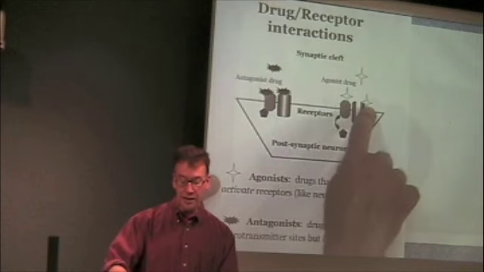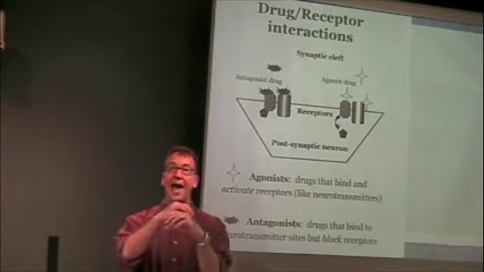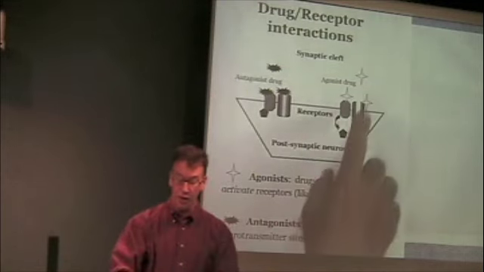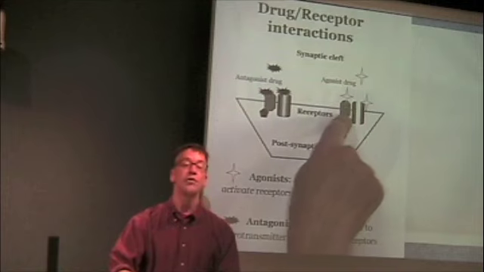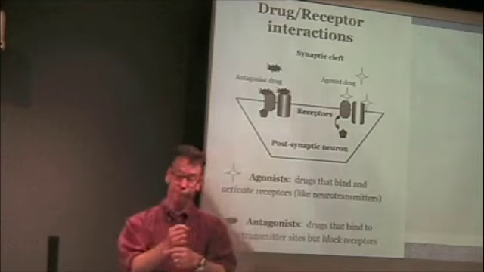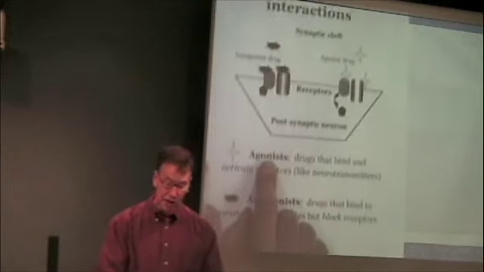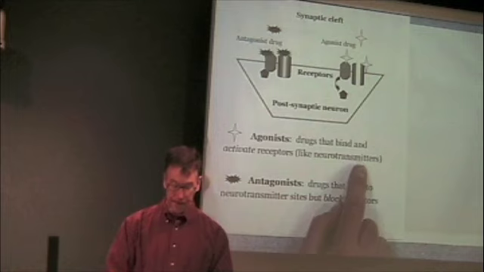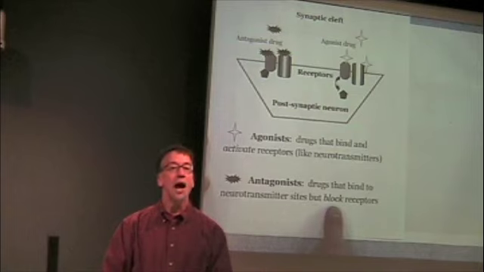So we see here an agonist drug binding to an ionotropic receptor. There's a change in shape, and it opens the receptor. It opens the channel to allow ions to pass through, as if this were the neurotransmitter. It's an agonist drug. The same is true over here with G protein coupled or metabotropic receptors. This agonist will bind on here, and it'll provoke a change in shape that will release the G protein. So agonists are drugs that bind and activate receptors, sort of like neurotransmitters. And antagonist drugs are drugs that bind to neurotransmitter sites, but they block those receptors.